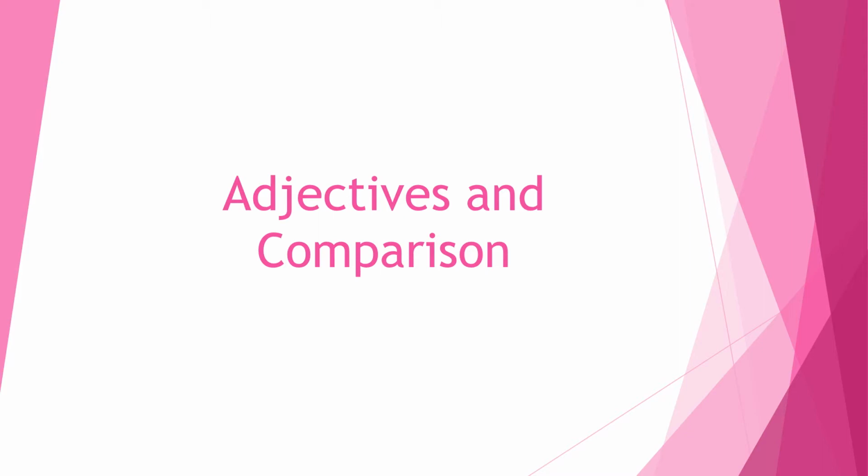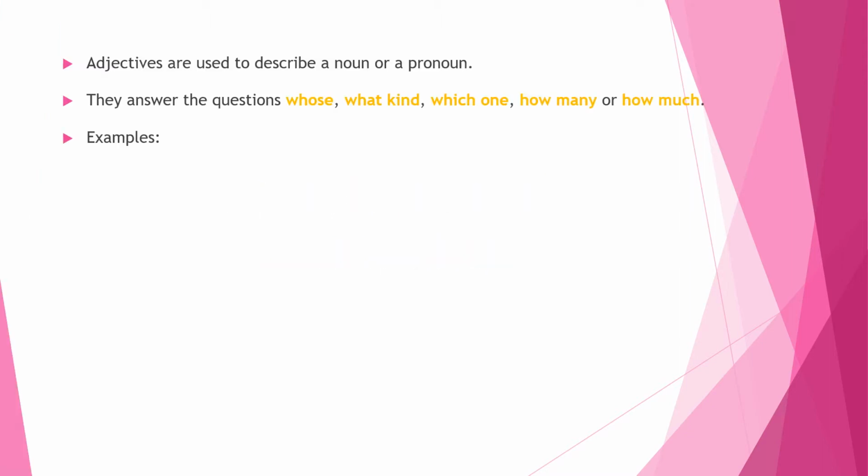Today, we are going to learn the kinds of adjectives and degrees of comparison. First of all, what are adjectives? Adjectives are the words which are used to describe a noun or a pronoun. I hope you understood. They answer the questions whose, what kind, which one, how many, or how much.